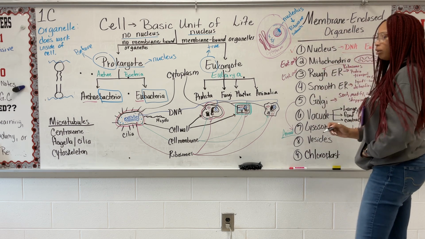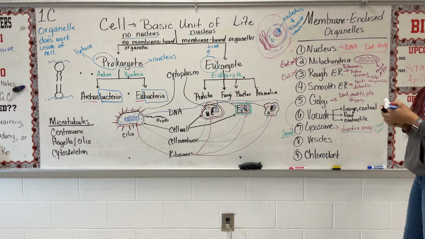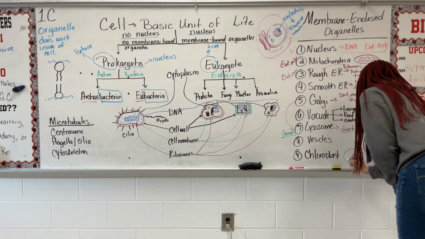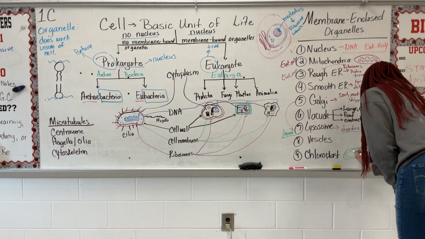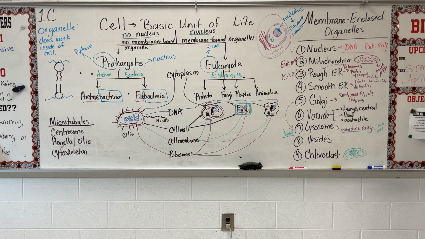Okay, now the chloroplast's job is to convert light energy into chemical energy. The chloroplast is a double membranous organelle with a third membrane system of thylakoids that contain a pigment called chlorophyll. And that pigment is able to capture light energy, and then that light energy, through a process of photosynthesis, is converted into chemical energy and stored in the bonds of carbohydrates.